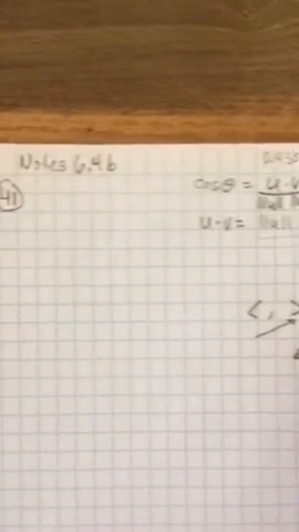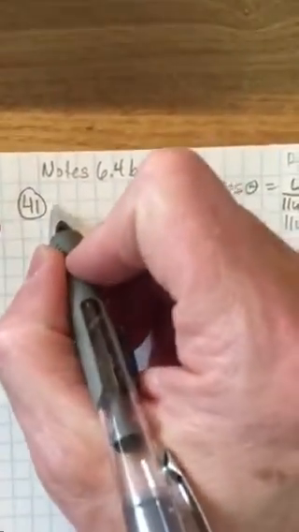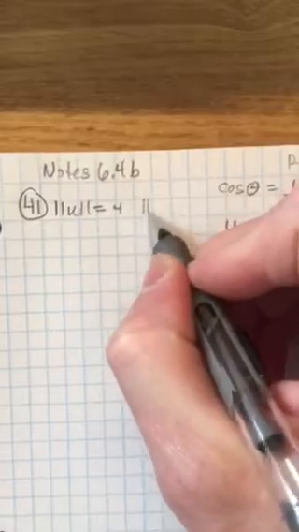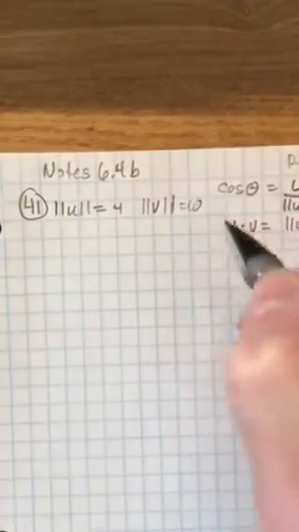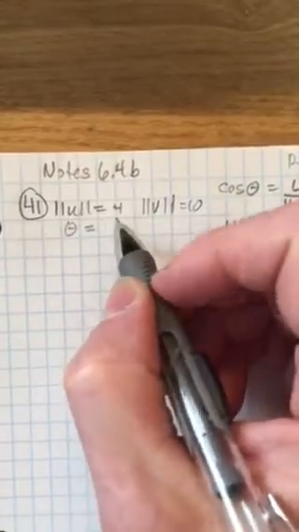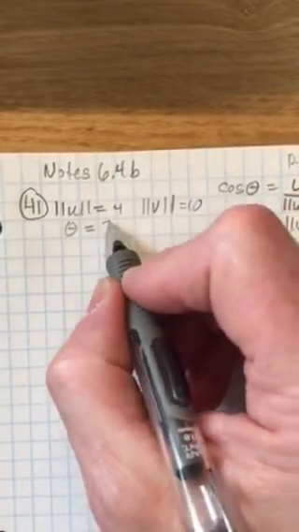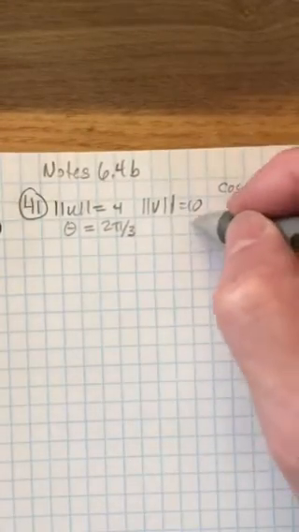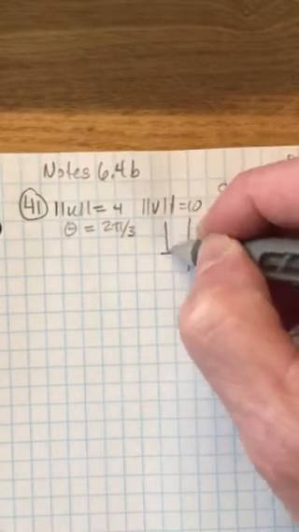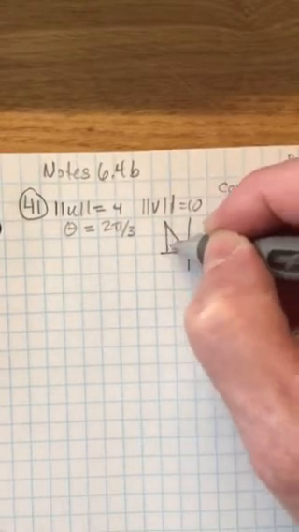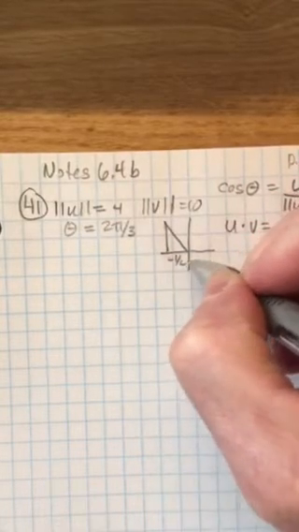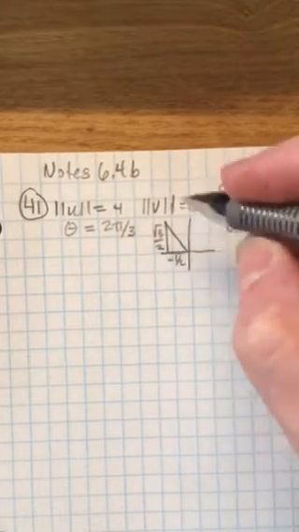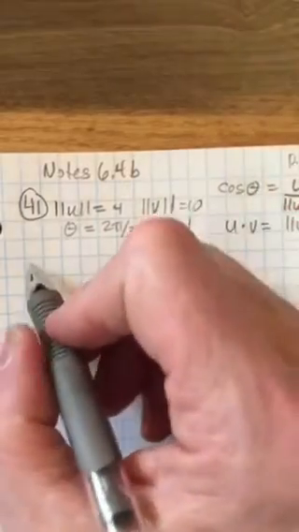So that's the formula, and they tell us on number 41 that the magnitude of u is equal to 4 and the magnitude of v is equal to 10. And they also tell us that theta is 2 pi over 3. Now 2 pi over 3 is 120 degrees. That puts us in quadrant 2. So a 120 degree angle is like a 60 degree angle drawn in the second quadrant, and this short side would be -1/2, and the long side is the square root of 3 over 2. But I want this one because we're looking for the cosine.